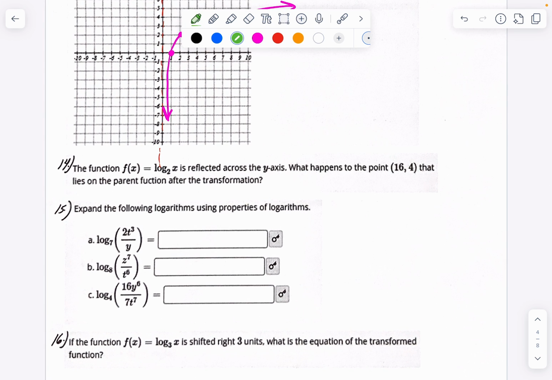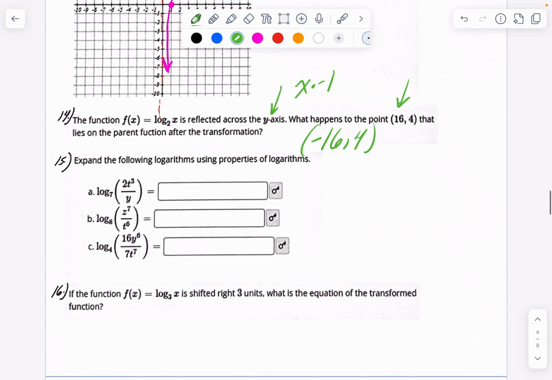The function is reflected across the y-axis. We know we times our x's by -1. So what happens to this point? You'd say, okay, the only thing that's happening is reflect across the y-axis. We times our x values by -1. So this would be (-16, 4).